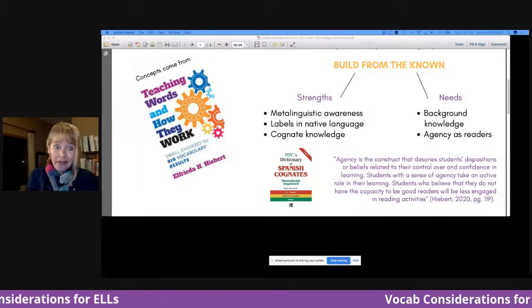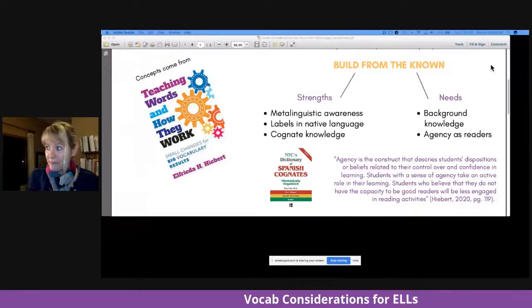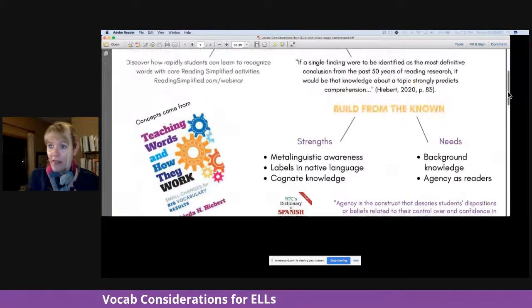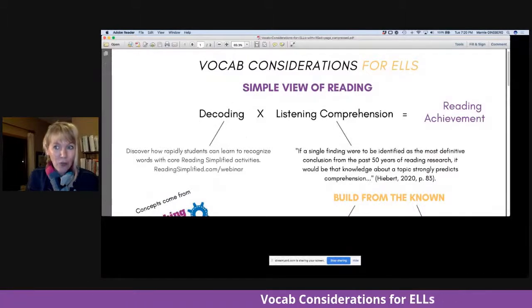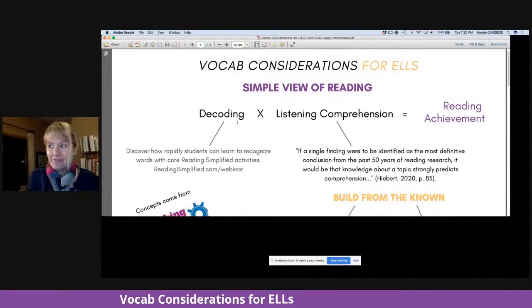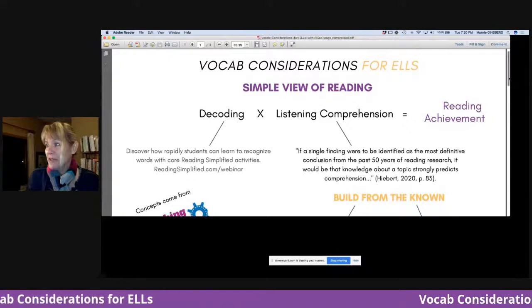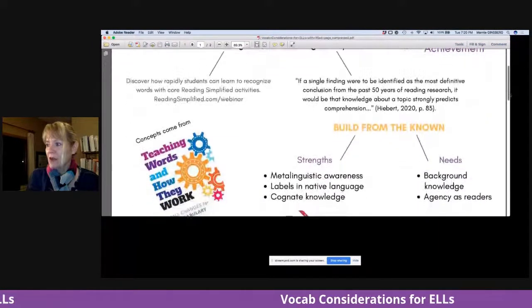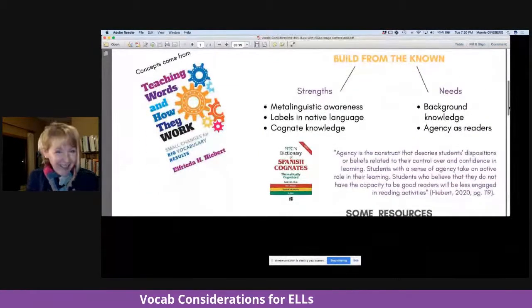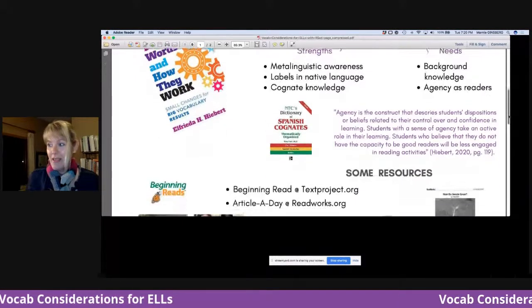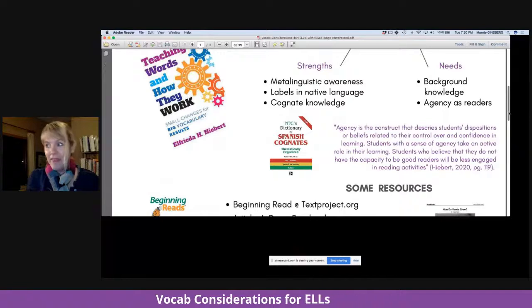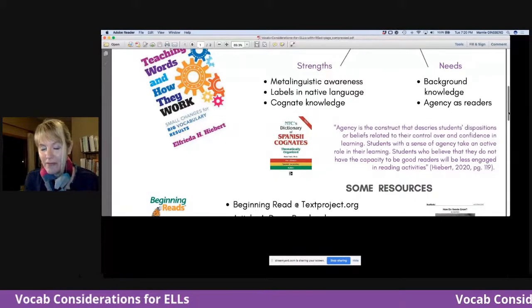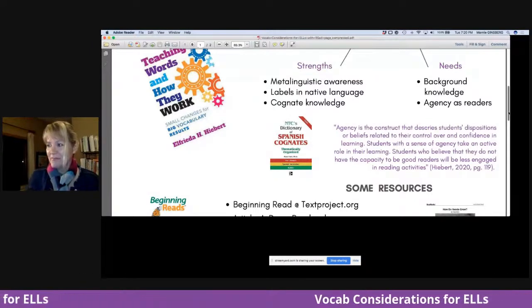The other thing that really helps create agency is to make sure that they know how to decode. They have to be able to access the words on the page too. So that's why I'm pretty passionate about that here at Reading Simplified. Our kids are stumbling on that part when it doesn't have to be as hard as it often is. So let's make sure we're building their background knowledge and the sense that they can do this, right?